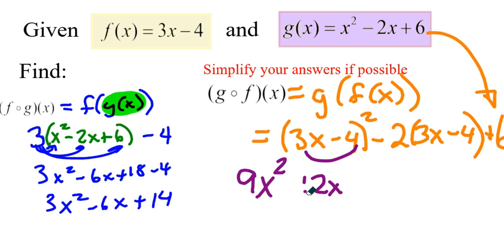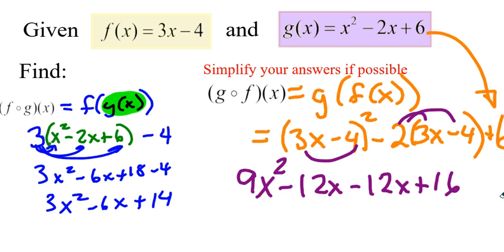Talking and writing at the same time doesn't always work for me. So yeah, the inside is going to be minus 12x, and then another minus 12x, and then a plus 16. Then I'll distribute these through. I'm going to run out of space here, so I'm going to line them up. So that's going to be minus 6x, and then plus 8, and then the plus 6 at the end.